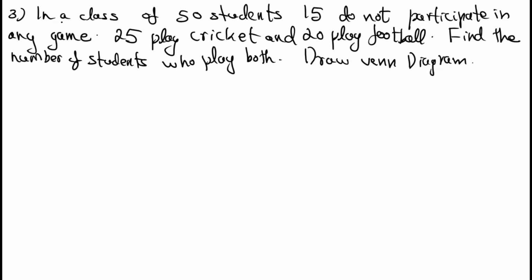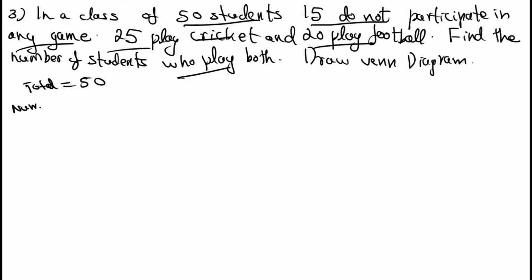See the next question. In a class of 50 students, 15 do not participate in any game, 25 play cricket, 20 play football. Find the number of students who play both. Draw the Venn diagram. Total is 50 students. 15 do not participate in any game.